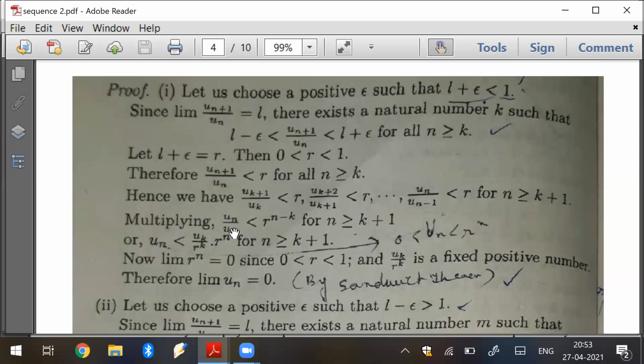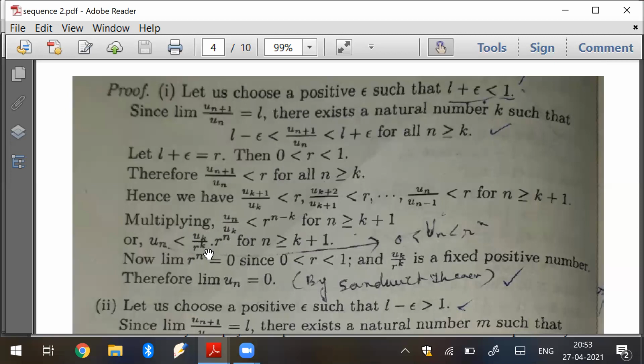So un by uk is less than r to the power n minus k. Okay. So un is less than uk by r to the power k, into r to the power n. Why did I suddenly separate these two terms? Because one includes this n, which keeps increasing, and the other is constant, because k is some fixed positive natural number. You obtained it depending on this epsilon. Once I start with it, it is fixed and will not change. But n will go on changing, because n is any natural number greater than or equal to k plus 1. So I segregate the part which does not vary with n, and the part which varies with n.